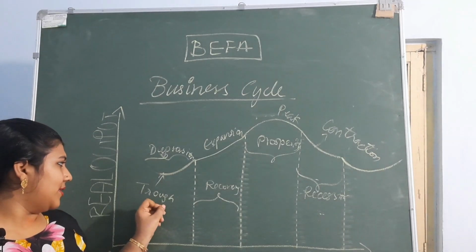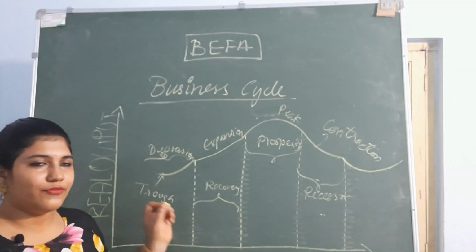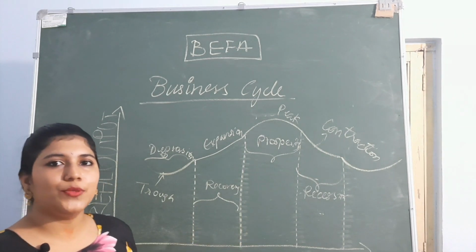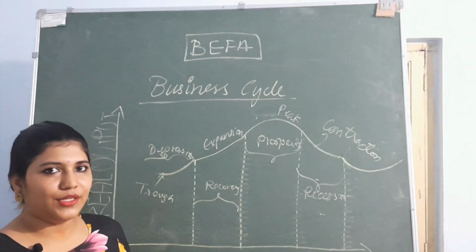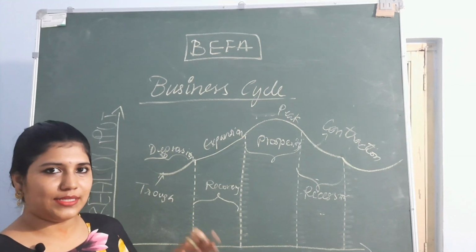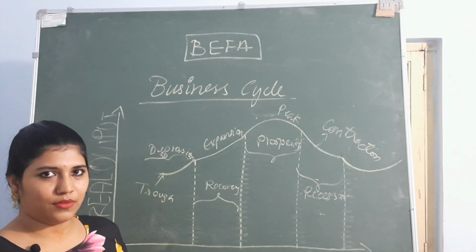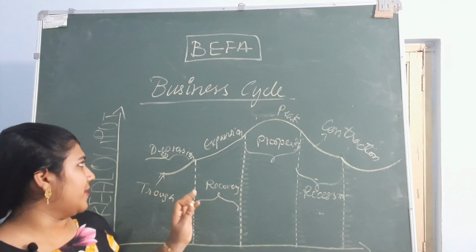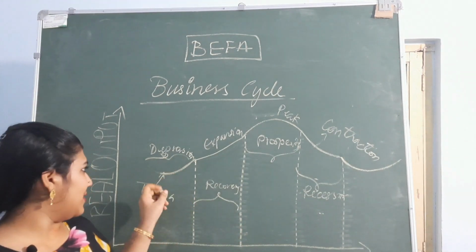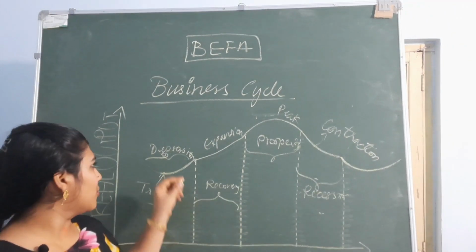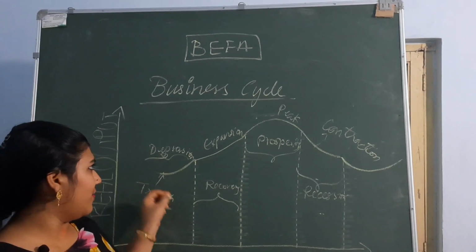First, the depression and trough stage, wherein you can see the downward movement of output and employment. You will see unemployment, and all the resources and products go down, completely down, and you don't have any phase to recover in this stage. It's a downfall moment, and prices and everything go down.